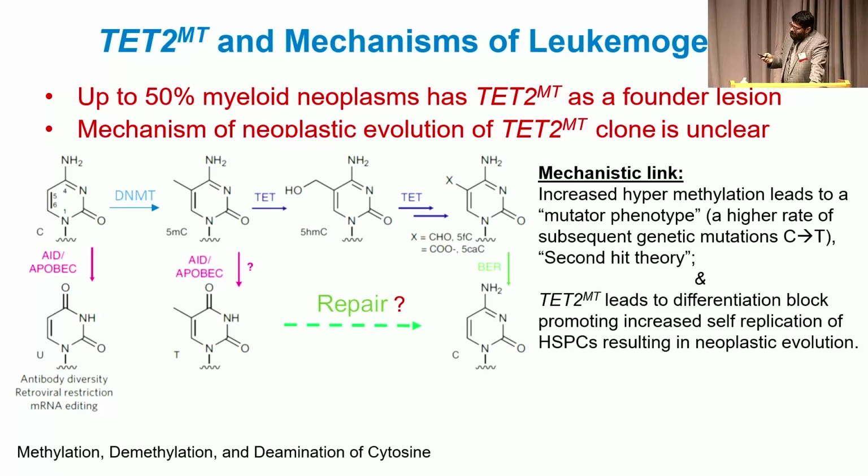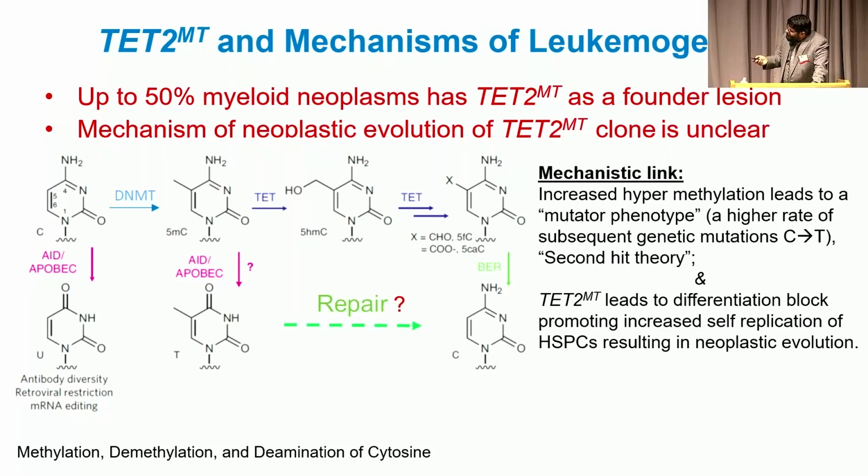And another thing is that since TET enzymes are critical for forward differentiation into the mature blood cells, if you lose TET2, there is a myeloid skewing, and at the same time there's a differentiation block, and that differentiation block leads to the replication penalty, and hence there are immature blood cells, and that causes MDS and AML.